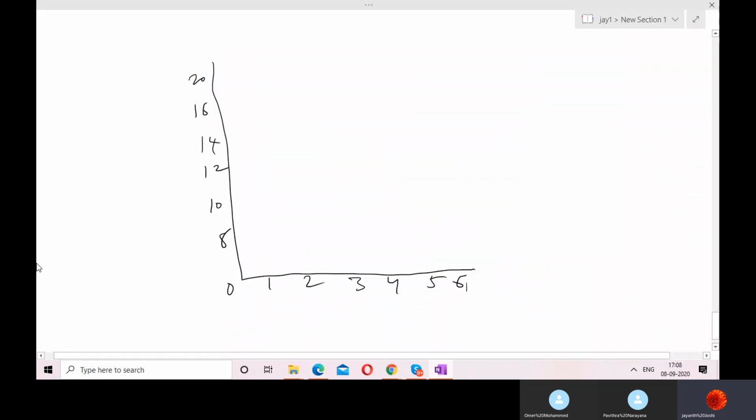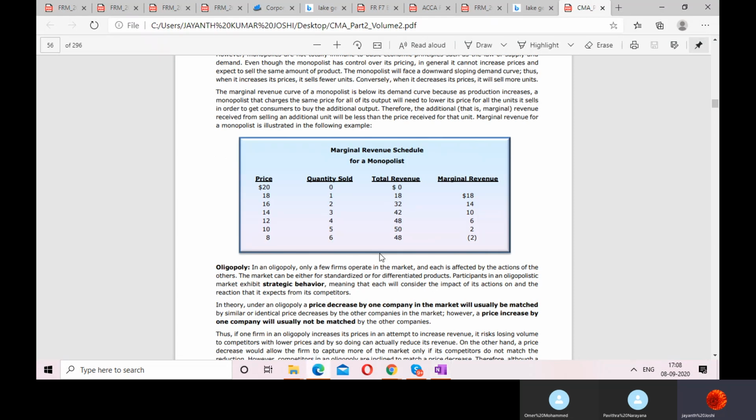When the price was 20, the demand was 0. When the price is 16, the demand is 1. 14, 2. 12, 3. 10, 4. 8, 5. Okay, like that. If you draw like this, it's a demand curve. Okay, now marginal revenue curve.